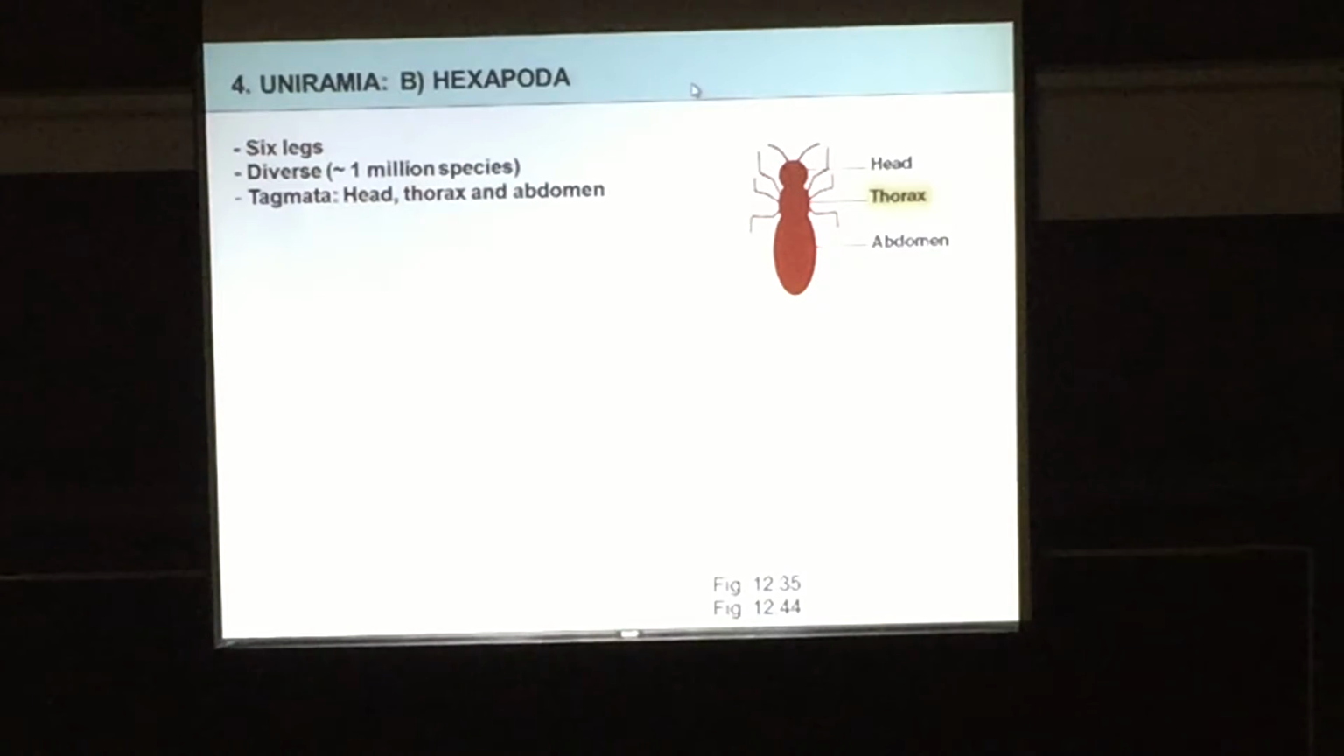Okay, so the big thing about insects and other hexapods. Now there are some animals like springtails which have 6 legs but are not insects. And all of them belong to Hexapoda, which means 6 feet. Okay? They're very diverse. There's over 1 million species. And they have 3 tagmata, which are the head, the thorax, and the abdomen.